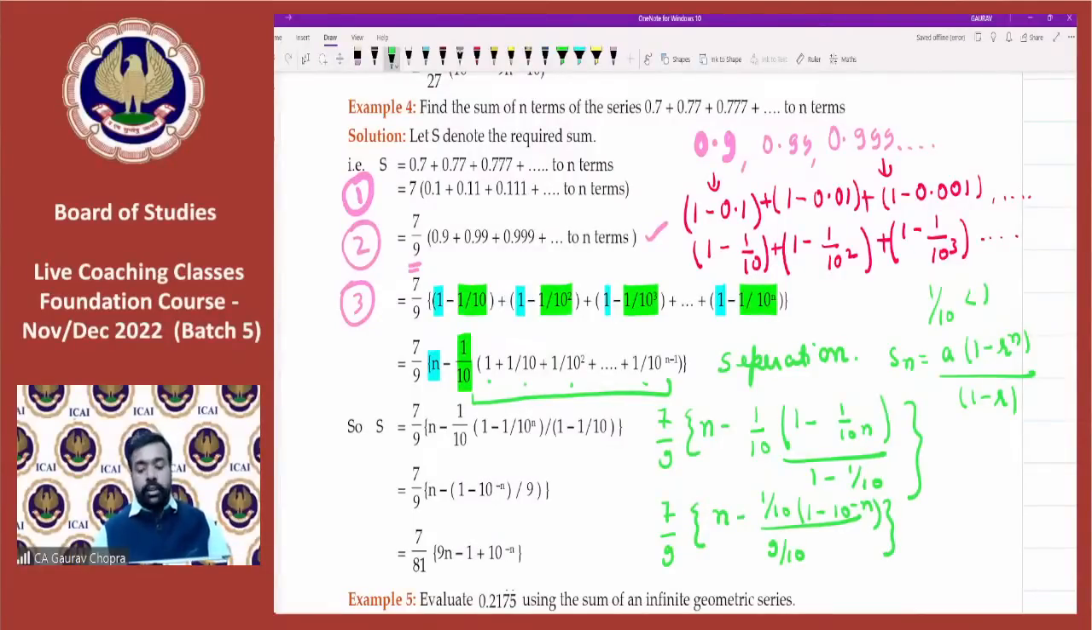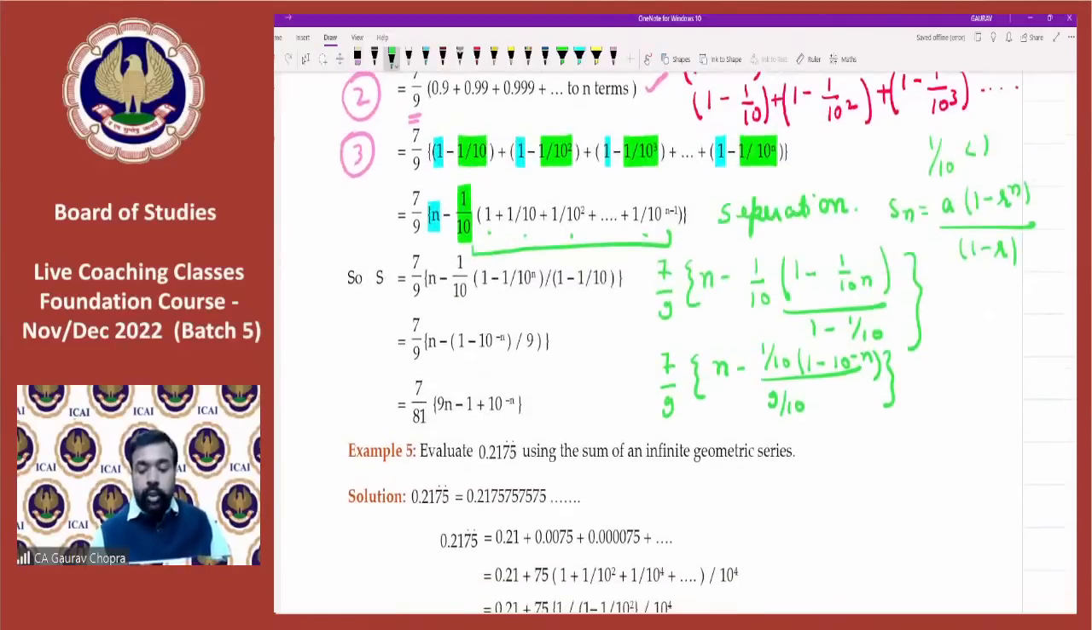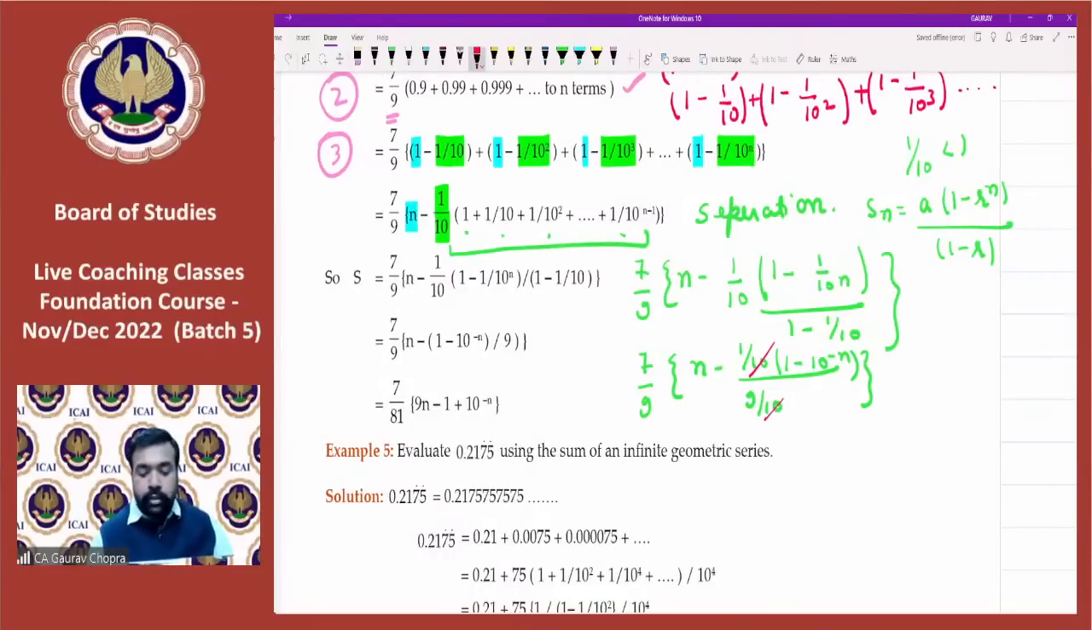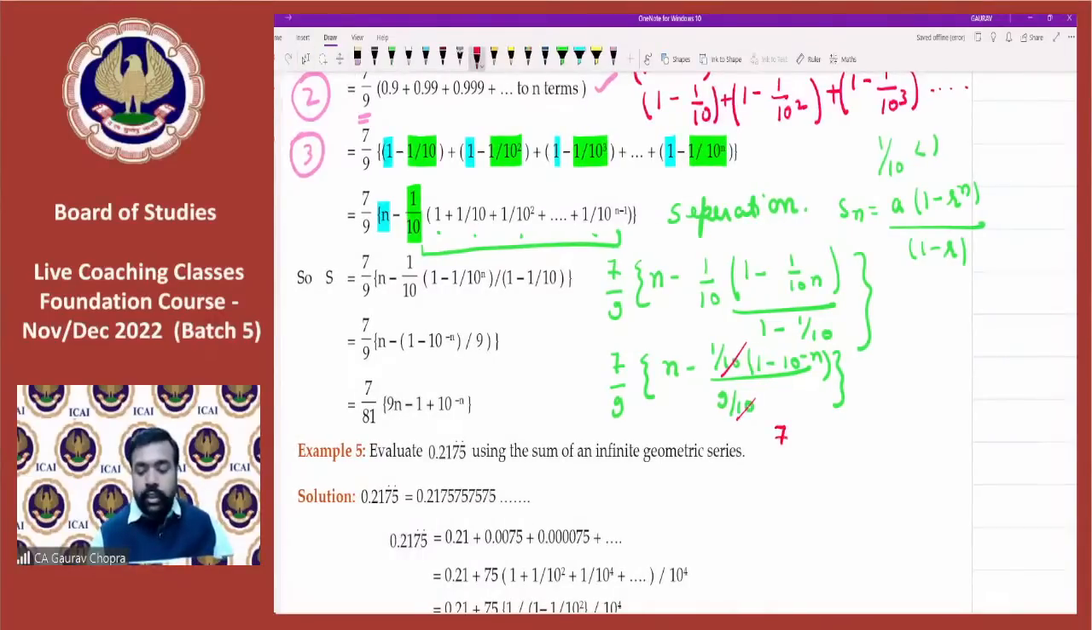This is available. Okay. So here we can cancel 10 and 10. So what is left? So we are left with 7 by 9 n minus 1 minus 10 to the power of minus n upon 9.